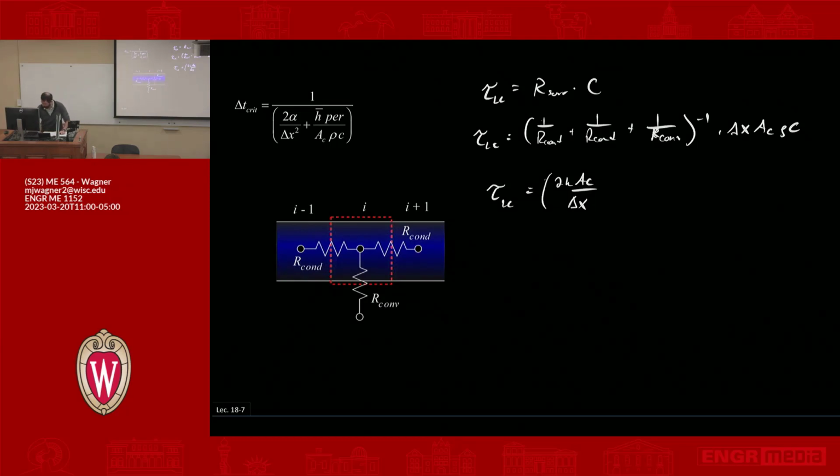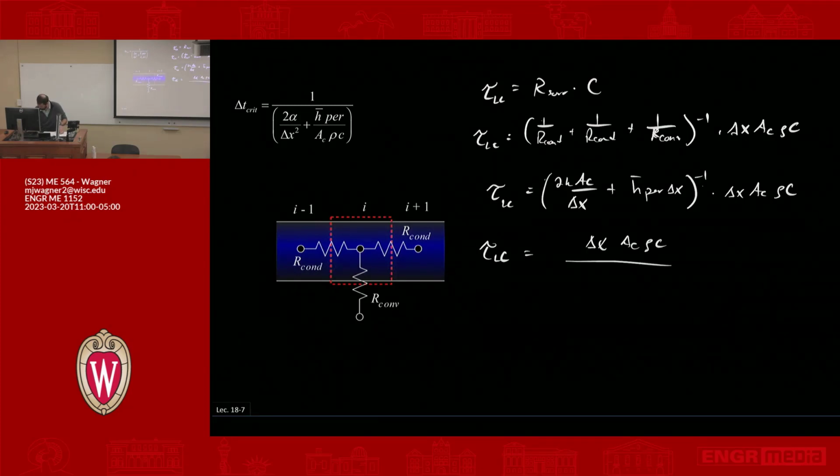And then we have the convection resistance, which is going to be H bar times perimeter times delta X, all that to the minus 1 power, again times delta X, AC, rho C. Right, so we're going to go through and simplify this out. So tau LC becomes delta X AC rho C divided by, we're just putting this thing in a denominator, 2K AC over delta X plus H bar perimeter delta X.